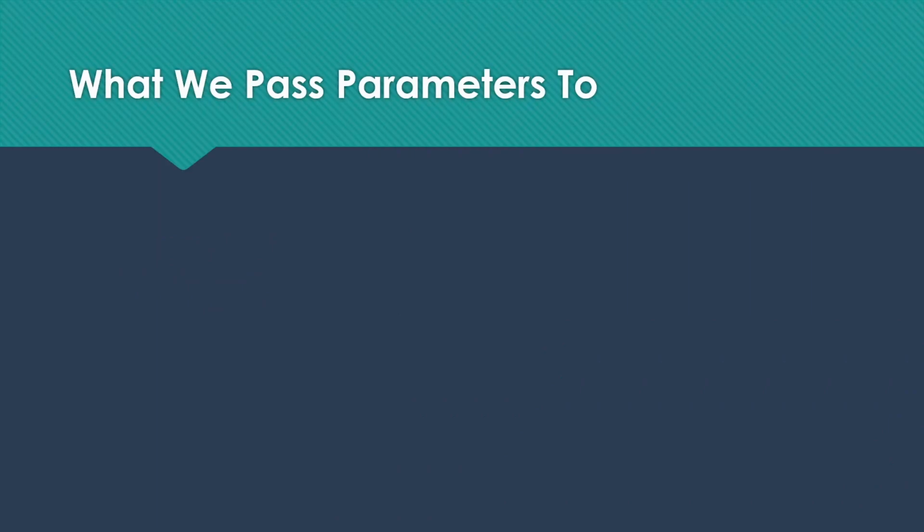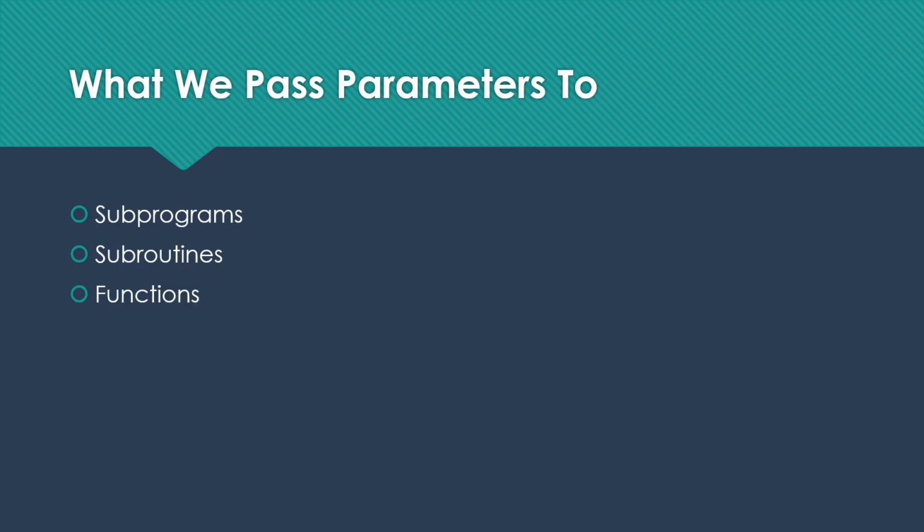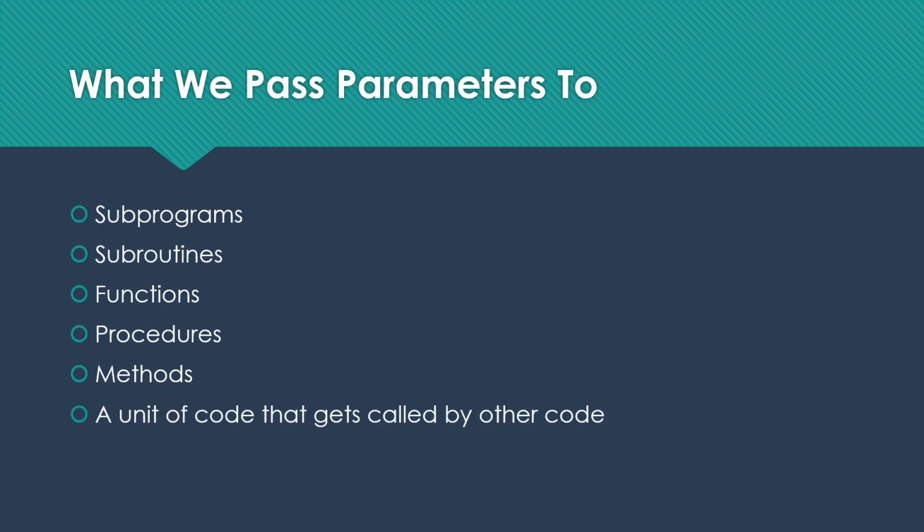First, we should talk just a little bit about what it is that we pass parameters to. The generic term for that is generally subprograms. We also call them subroutines. Some languages actually just use that term for this. Functions is probably a very familiar term to many of you. Procedures is another term for certain kinds of subprograms. And of course, if the subprogram is part of an object or class, it's often referred to as a method. Basically, what we're interested in is we have a unit of code that's getting called by other code, and we're able to pass information of some kind to it, and possibly pass information back out.